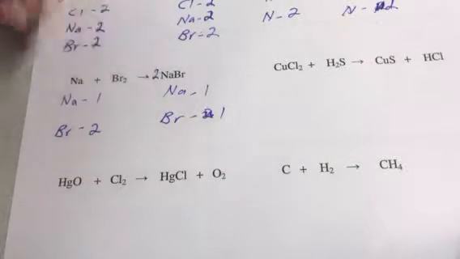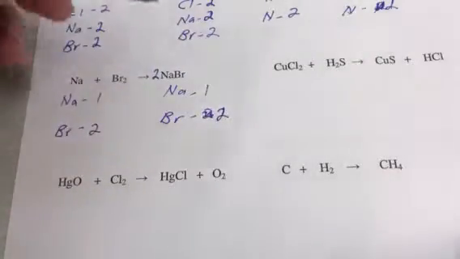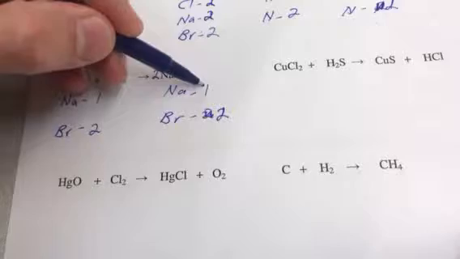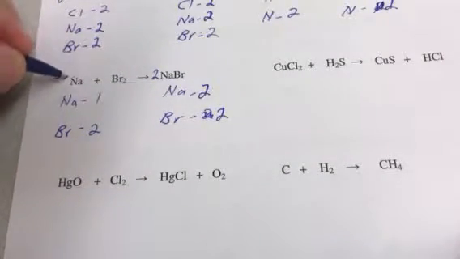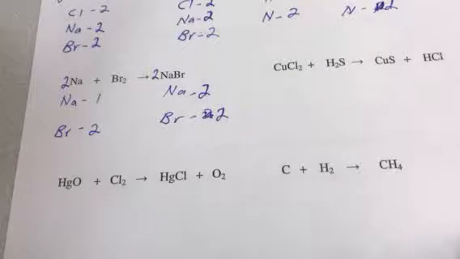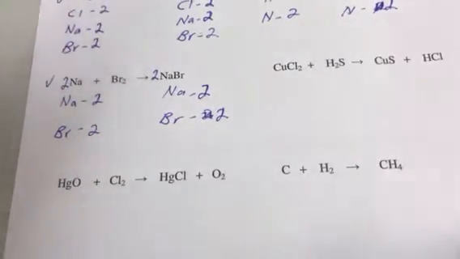Let's try putting a 2 there, which will help my bromines to be balanced, but it also threw off my sodiums. So now I have 2 over here and only 1 over here, but it's an easy fix by putting a coefficient in front of the sodium on the reactant side to make 2 sodiums on the reactant side. 2 and 2, it checks.